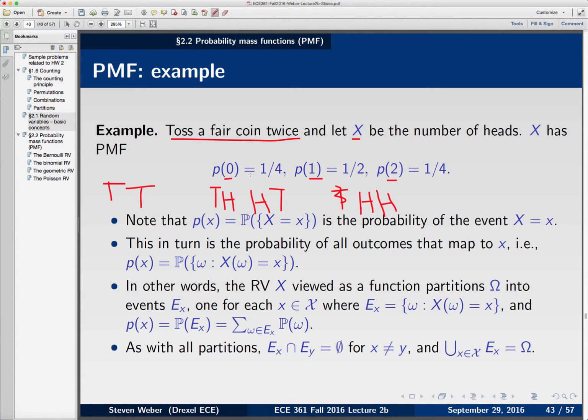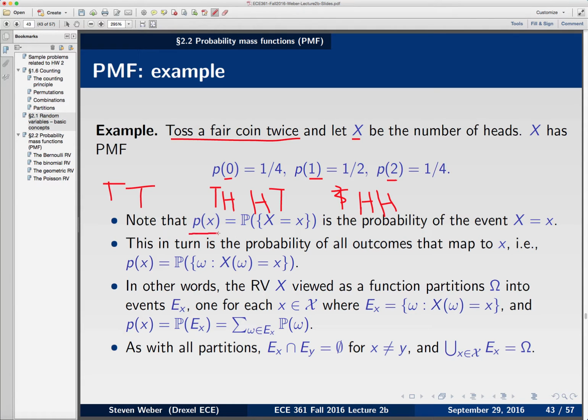I add up the probabilities of all outcomes associated with a given value of x, and that's the probability that X takes that value. Since there's only one outcome tied to the event that the random variable X takes value 0, namely tails, tails, the probability of that event is 1/4. Since there are two outcomes, each with probability 1/4, tied to the event that the random variable X takes value 1, I add those up, and I get a half.